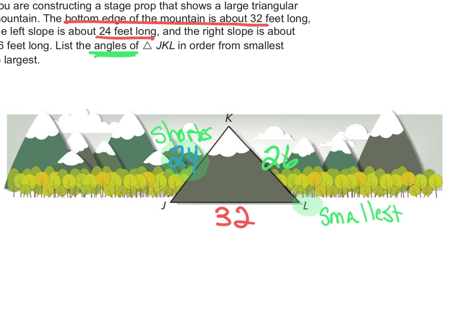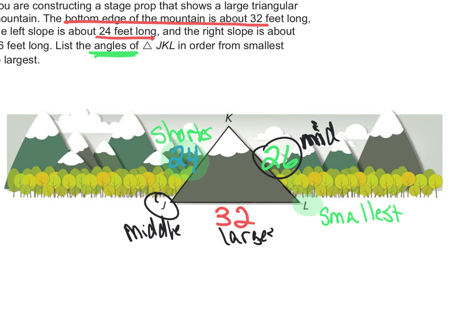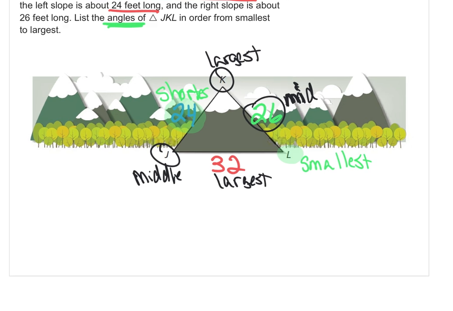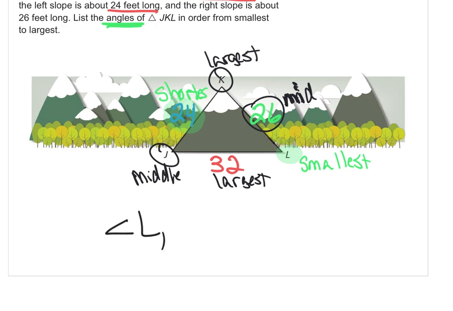Okay, and then after that, we would have, I'm not doing very good with colors, 26 would be like the mid size, which means the side opposite of it, angle J, is going to be the middle sized. And then 32 is the largest side, which means angle K is going to be the largest angle. So when we order our angles least to greatest, our smallest was angle L, our middle size was angle J, and our largest was angle K. Okay?